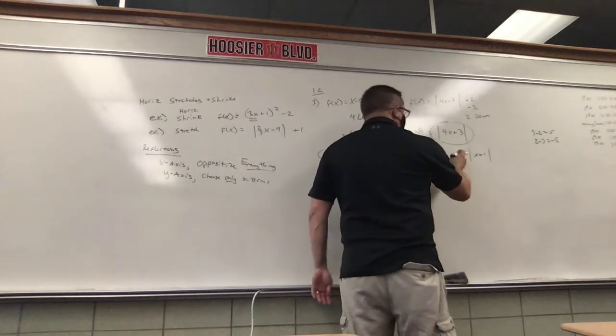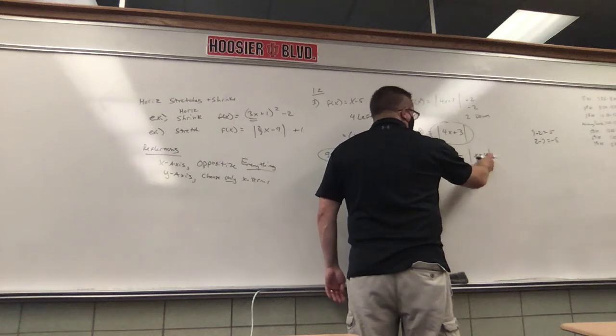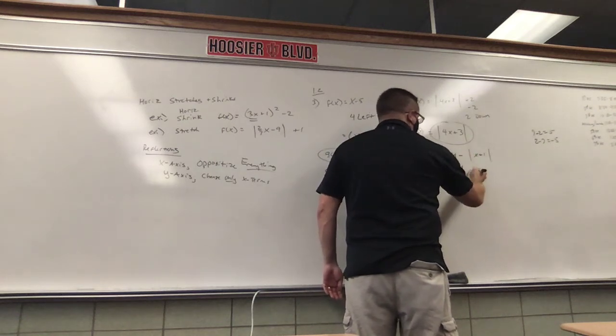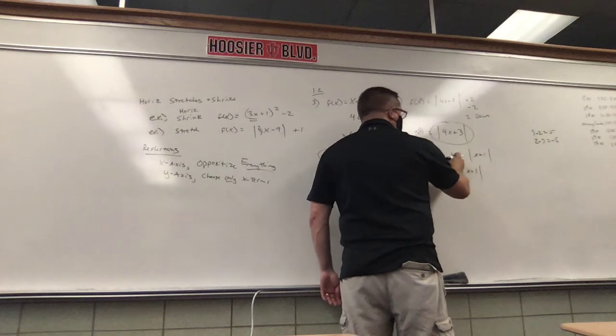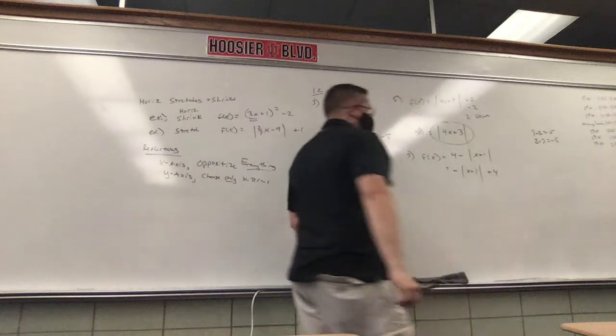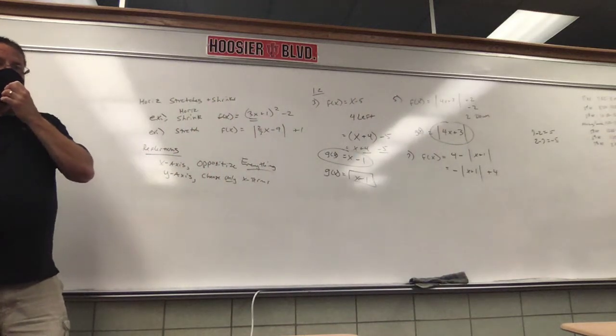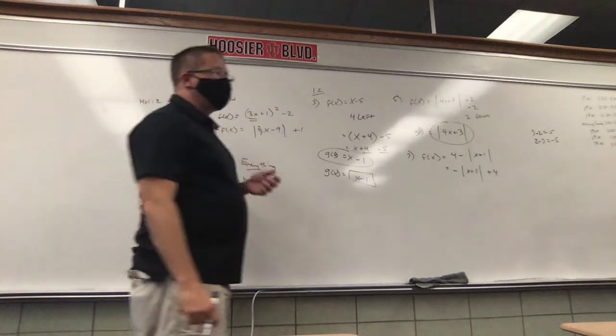What I'm going to do is switch these, but what I'm going to put out front is not the absolute value of x plus 1. I'm going to put the negative absolute value of x plus 1. And then the 4 is not negative. The negative goes on the absolute value. So put plus 4. Okay? You don't have to do this, but it looks more similar to the types of problems we've been doing.